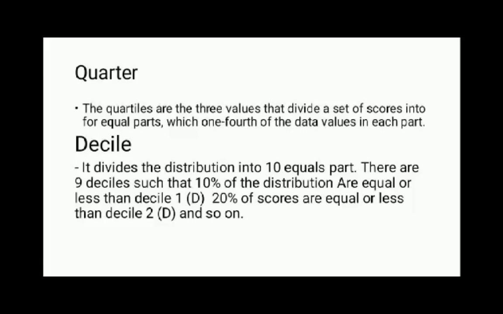Decile. It divides the distribution into 10 equal parts. There are 9 deciles such that 10% of the distribution are equal or less than the first decile, 20% of scores are equal or less than the second decile, and so on. A decile is a statistical term that refers to one of the 10 equal groups into which a population can be divided according to the distribution of values of a particular variable. In other words, it is a method of splitting up a set of ranked data into 10 equally large subsections.